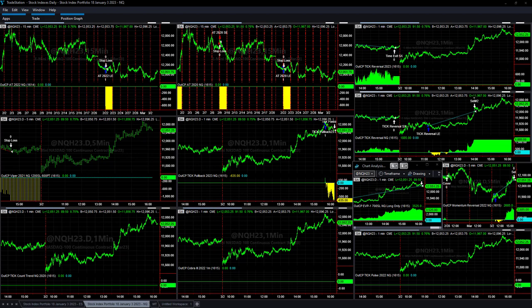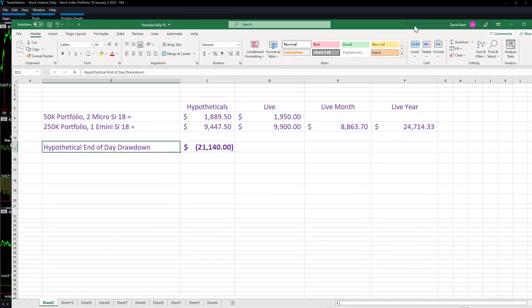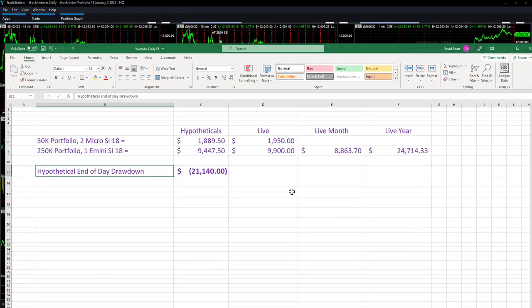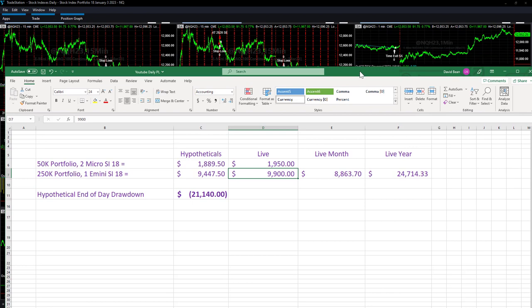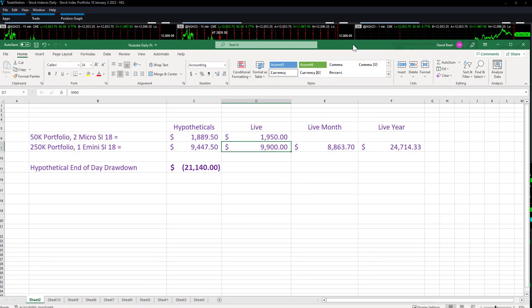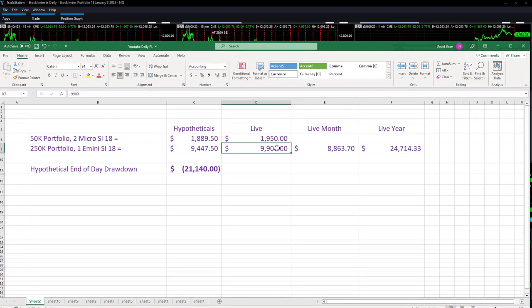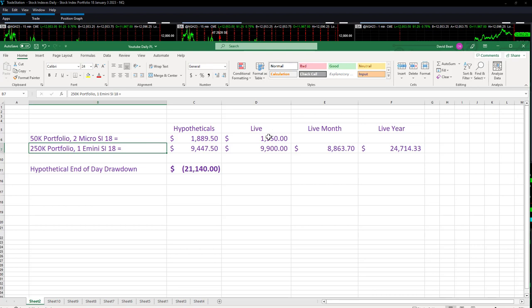Good trading day today, breaking the six-day losing streak and up on the day, almost five figures. Rounding down, these are rounded estimates based on the platform and not on the statement. Plus 9,900 on the day in the 250K portfolio, plus 1,950 in the 50K portfolio.